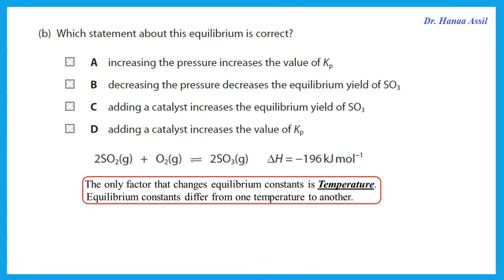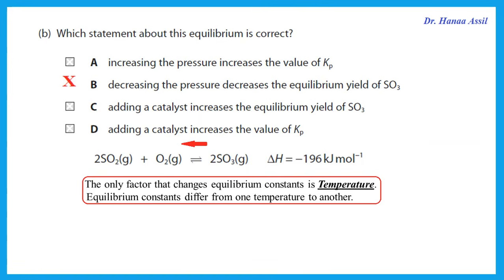Decreasing the pressure decreases the yield of SO3. Well, let's see. Remember that decreasing the pressure will cause the equilibrium to shift to the side with higher number of moles. Decreasing pressure goes to higher number of moles, and the opposite is correct. So here we're decreasing the pressure, so this reaction will go to the side with higher number of moles. That means the equilibrium will shift to the left, and that would give us less SO3. So this is correct. It would decrease the yield of SO3.